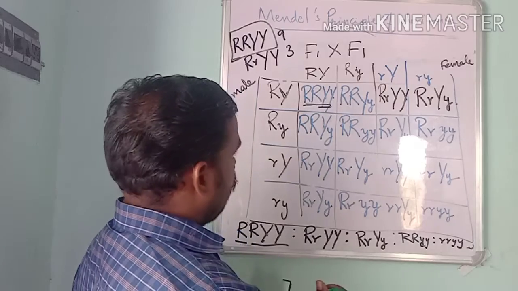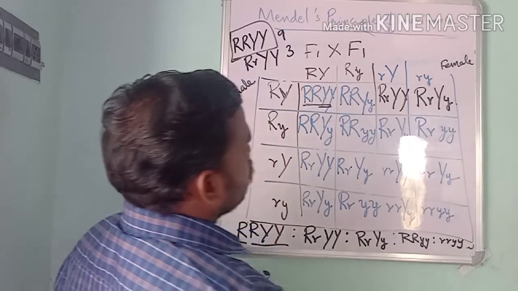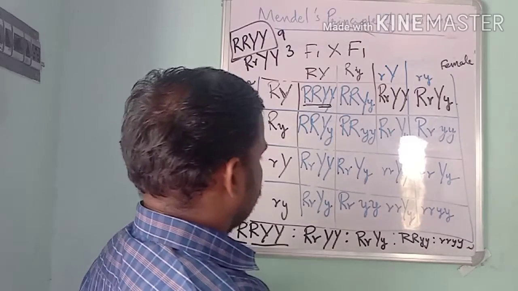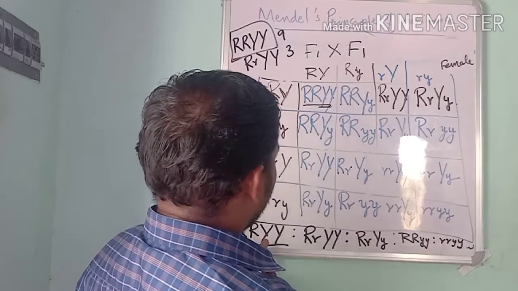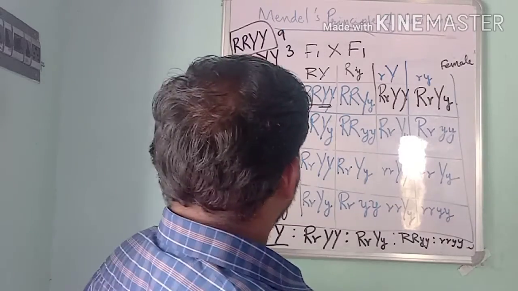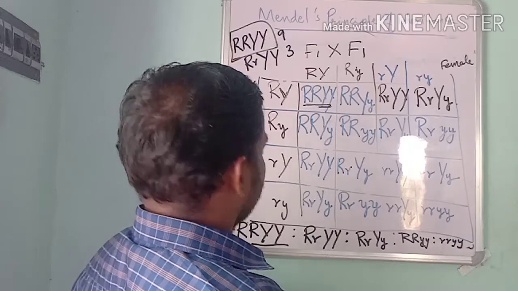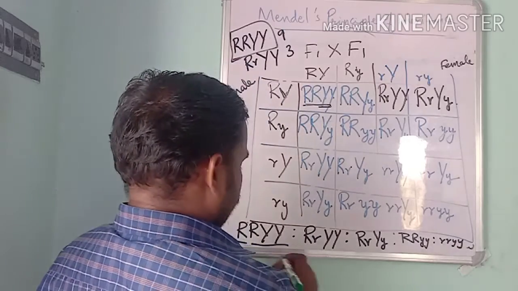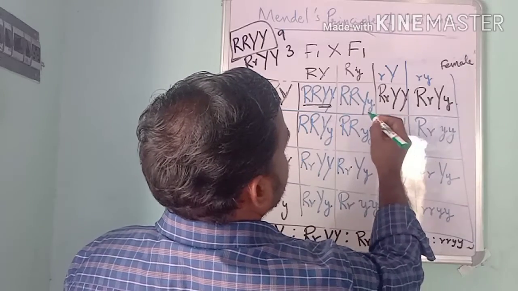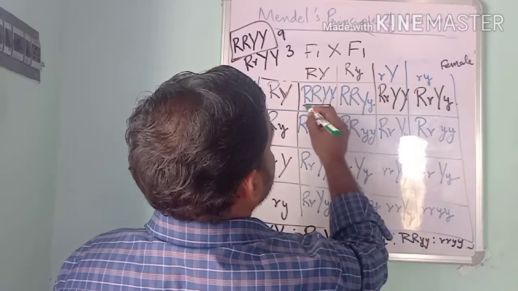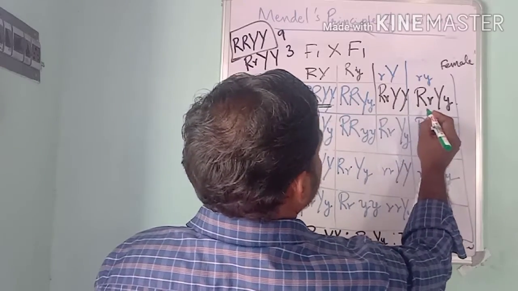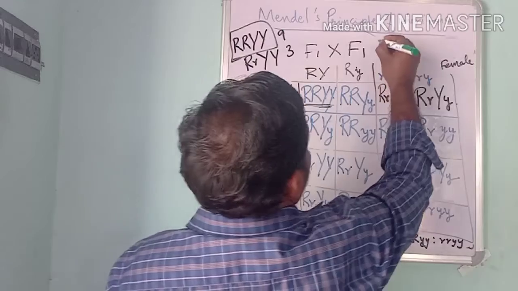Round and yellow, pure one. I am talking about the pure one. Got it? How many are there? So round and yellow, you will identify 9. So look at that. Round and yellow dominance. Pure one, this is it. Followed by that here. So you will get round and yellow.